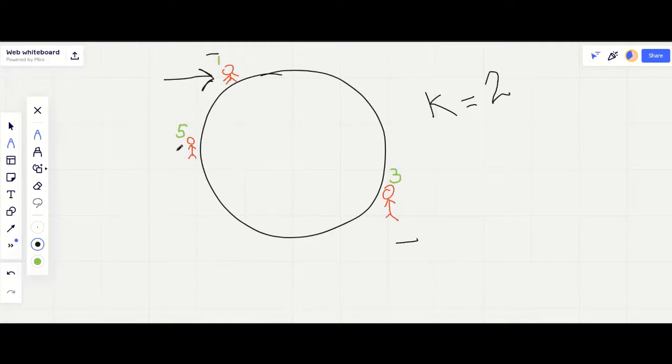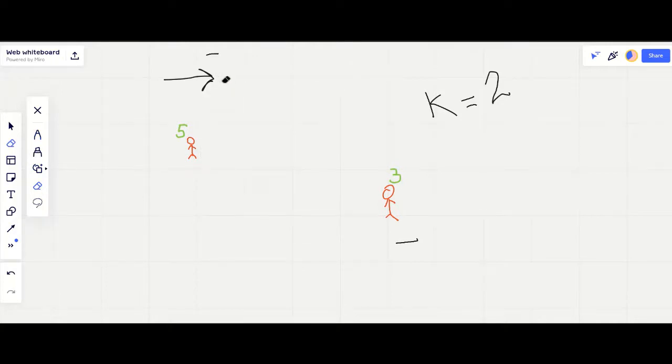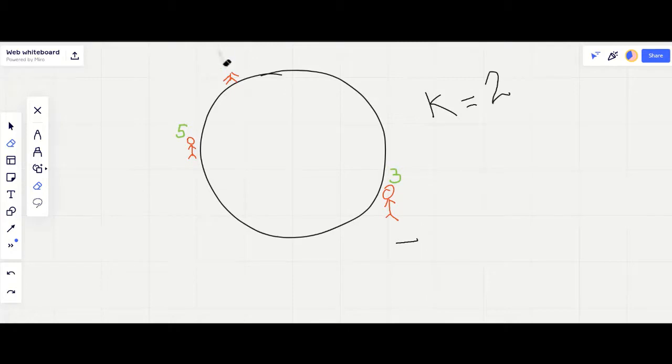So counting again from here, 1 and 2, this person will now leave the game. If we consider this person as gone, now only 2 people are left in the game. Because this one was gone, the counting will again start from 3, and then this 5 will be eliminated. Once this 5 is eliminated, only 3 is left, and since only one person is left in the game, this person is the winner. So we need to return 3.